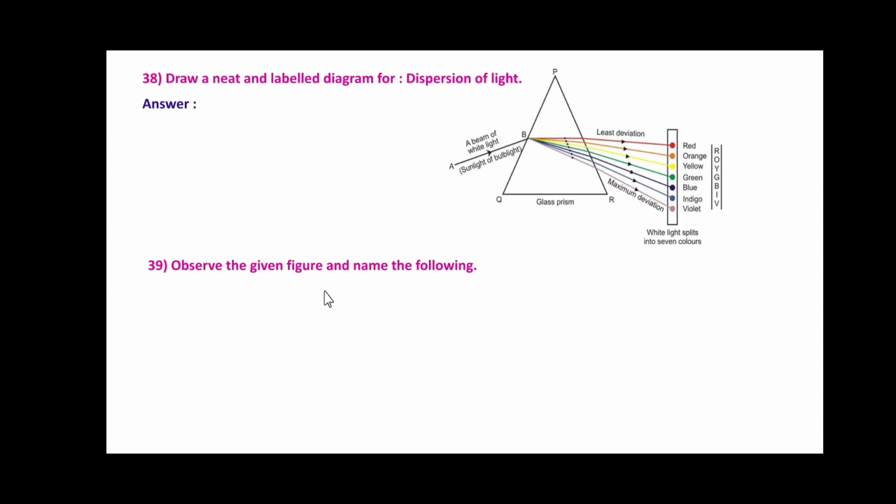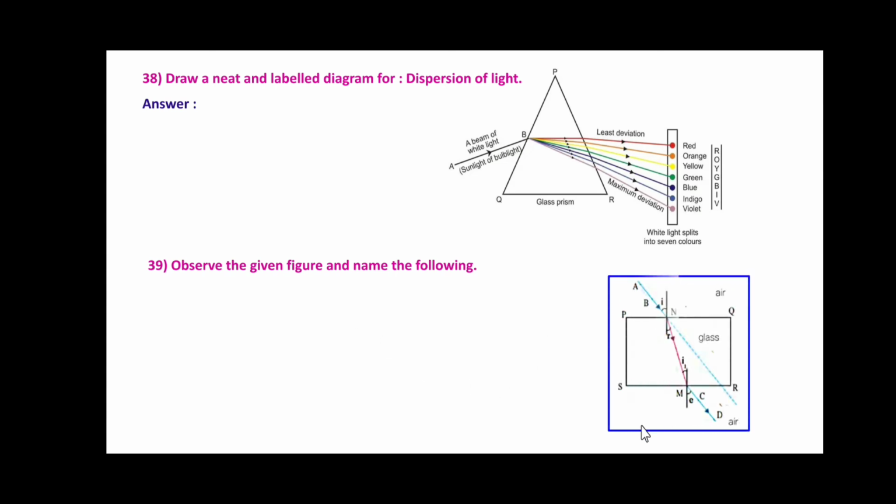Observe the given figure and name the following. This is the figure. A glass slab is there. AB is the incident light. Then at N and M, normals are drawn. In the absence of this glass slab, the light would pass through along the dotted line shown. Here, with red color, NM is the refracted ray. Again one more refraction takes place over here. CD is the emergent ray.